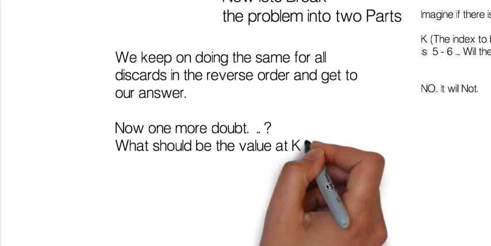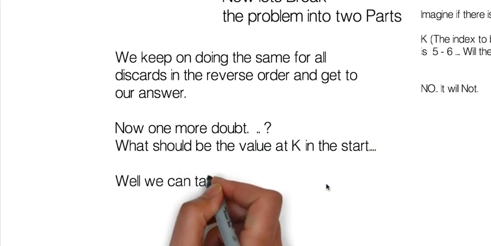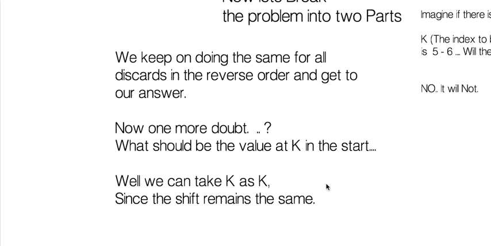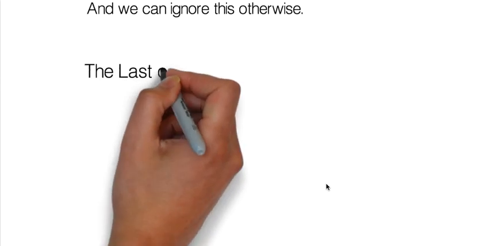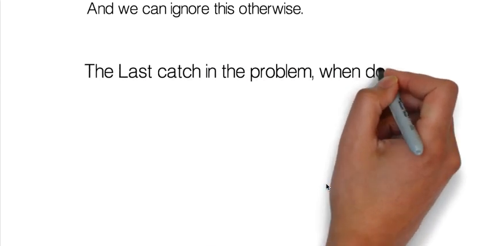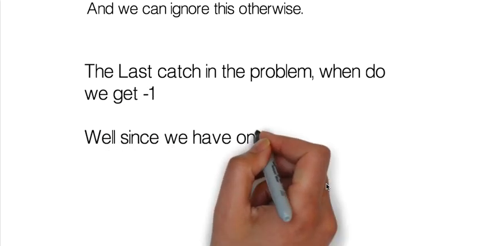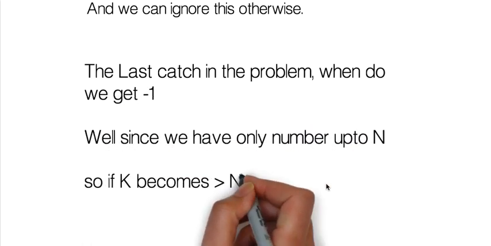But what should be the value of k in the beginning? We can start by taking k as k, because the shift is absolute. The last catch in the problem is, when do we get minus 1? Since the numbers are only up to n, if k becomes greater than n, we get minus 1.